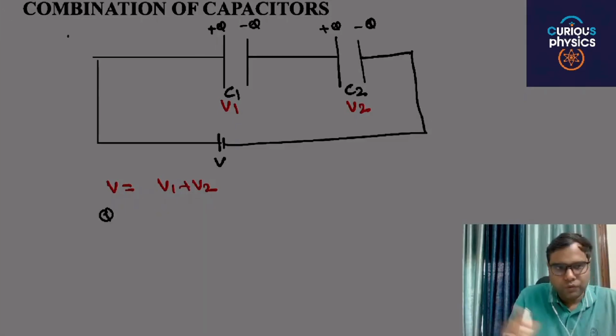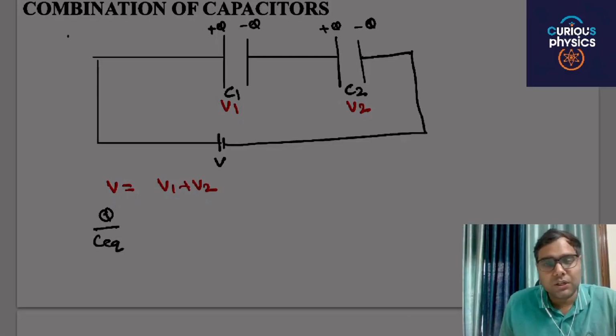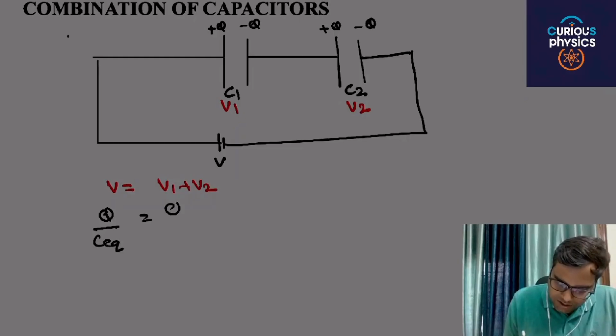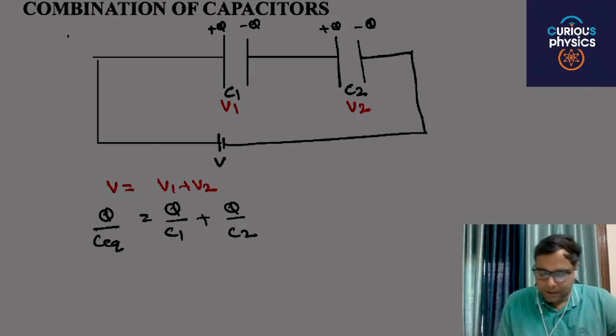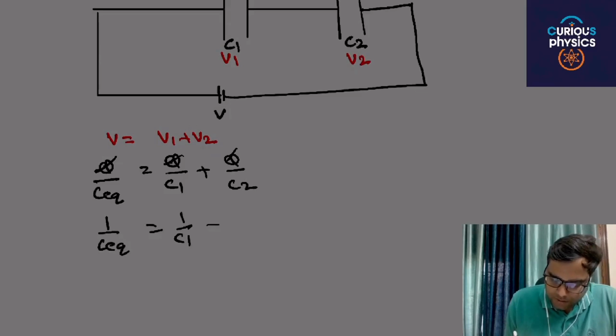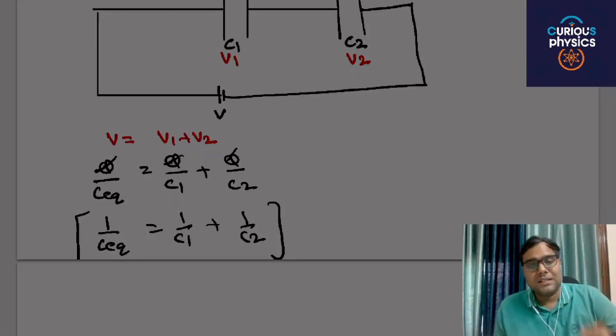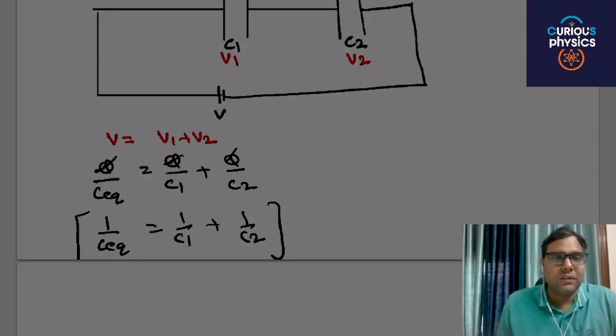This V can be written as the charge moving across divided by C equivalent, because we know the relation C is equal to Q by V. And here the charge is the same across C1 and C2. This is the simple concept. Then Q will cancel, and you will get, in case of series combination, 1 by C1 plus 1 by C2. This is the answer for series combination of these capacitors.